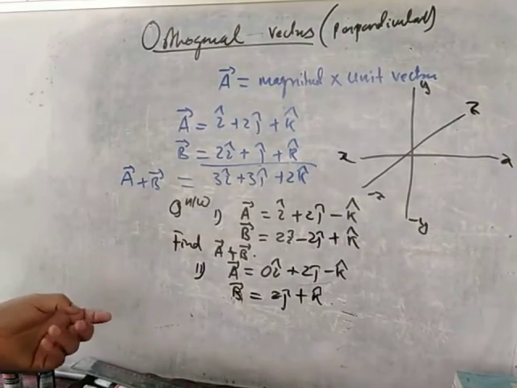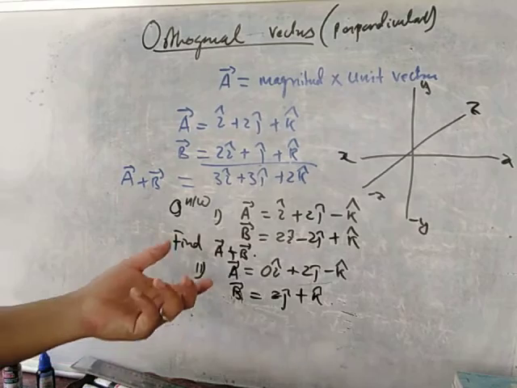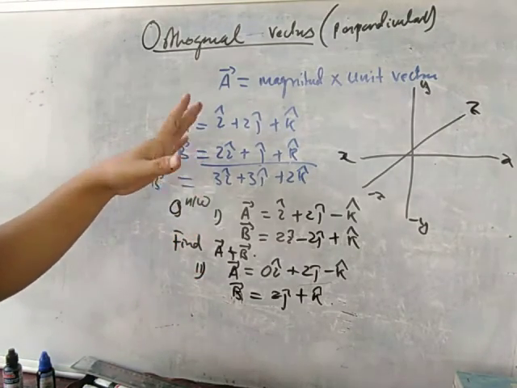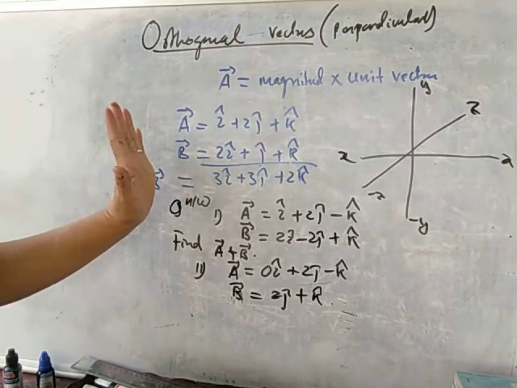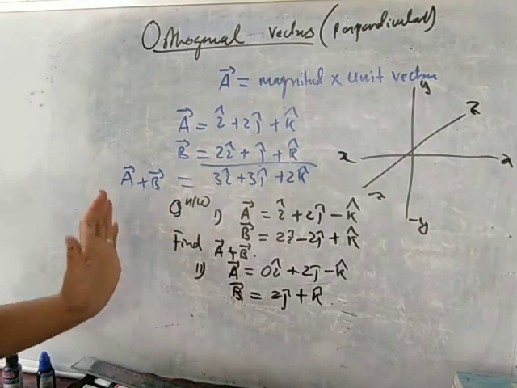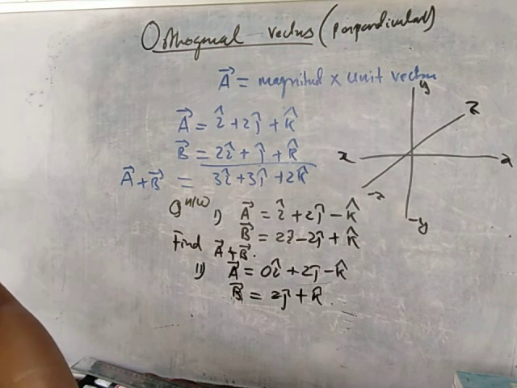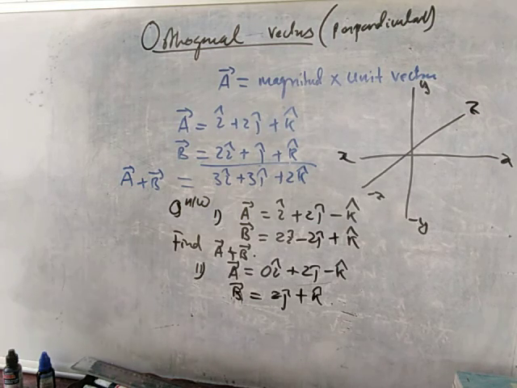So today's class we did orthogonal vector, Cartesian form, and what we have done is unit vectors, and components of vectors. Clear? So this much for today's. Thank you class.